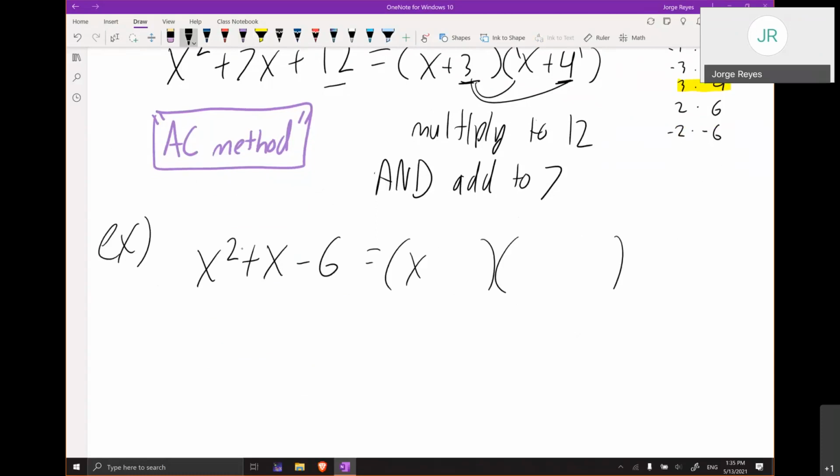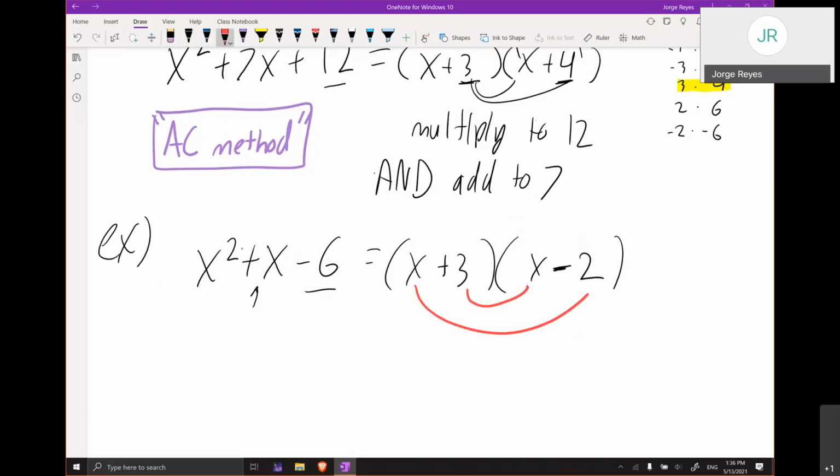So again, x, and now I want something that multiplies to negative 6 but adds to 1. Since I have a negative sign, that means one of these should be a plus and one of these has to be a minus. For 6, you think about it, and if I put a plus 3 and a minus 2, then it works, because 3 times negative 2 is negative 6.